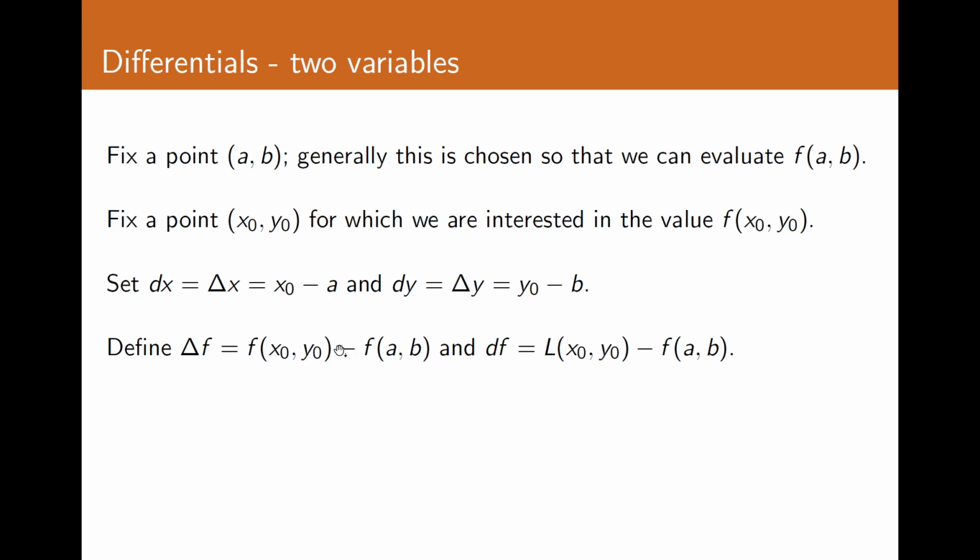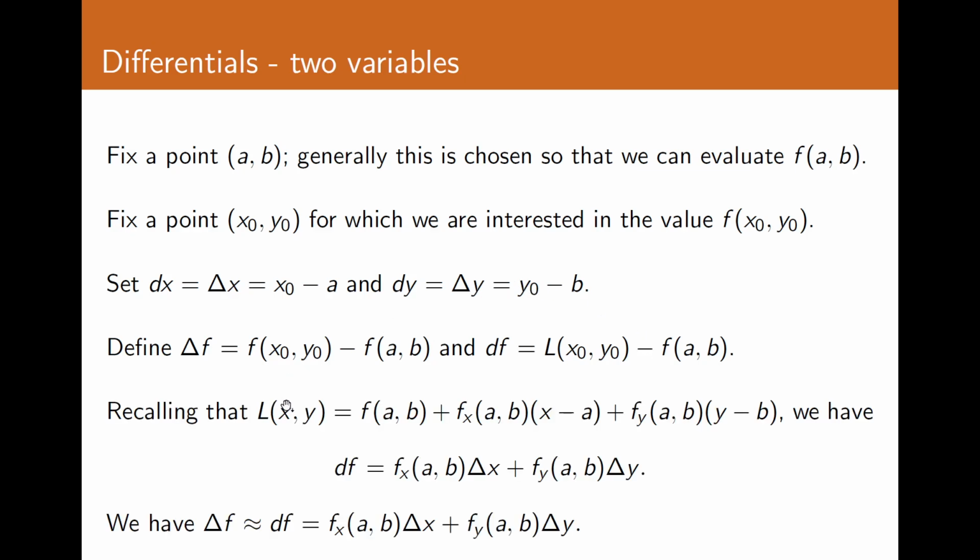We're going to say delta f is the exact change, so the change in f, the difference between what I want to know and what I do know, and df is going to replace the f of x0, y0 with L of x0, y0. So this is the one that I can actually calculate. So delta f, the one I wish I knew, df, the one I can calculate.